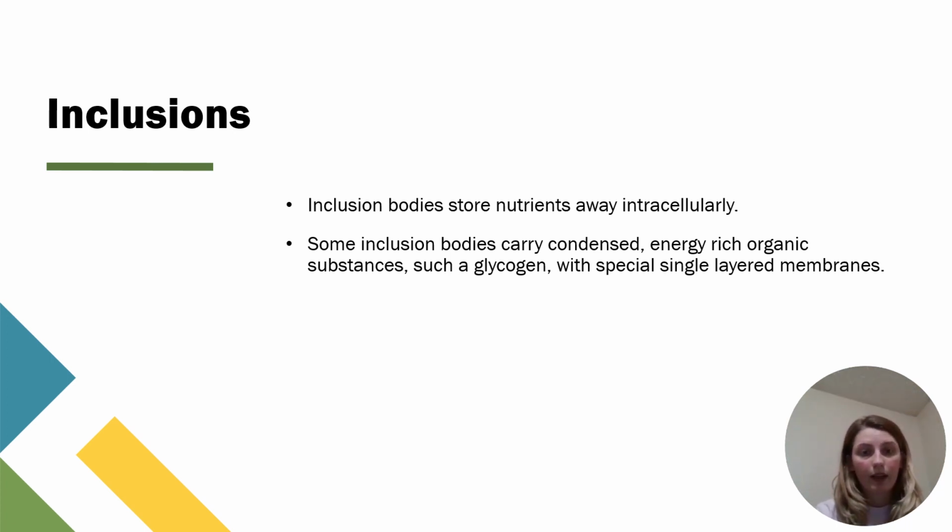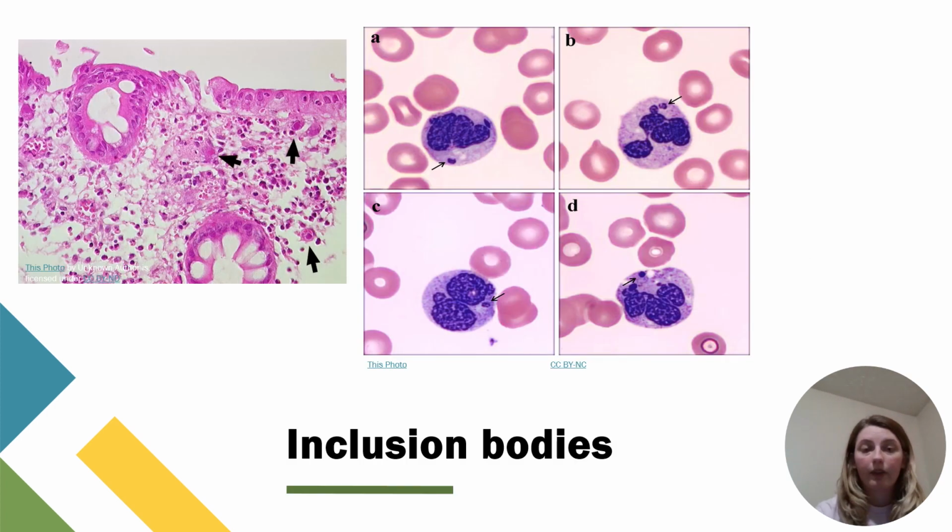Inclusions. Inclusion bodies store nutrients away intracellularly. Some inclusion bodies carry condensed energy-rich organic substances, such as glycogen, with special single-layered membranes. This is just pictures of inclusion bodies and showing how bacteria store the food, water, nutrients that they need. And it's just showing what that looks like under a microscope.